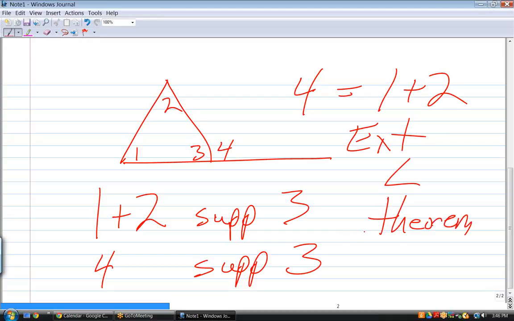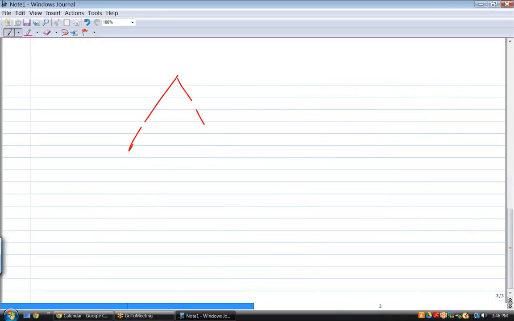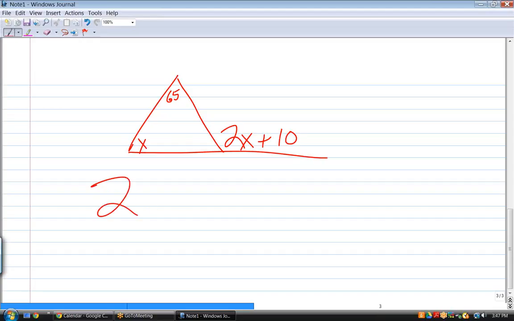You could always figure it out. It's not one that you have to memorize in order to do geometry, because you're always going to be able to work out the numbers, but it's one that will speed you up sometimes. In other words, if I gave you the following problem, oops, 2x plus 10, excuse me. What is x equal to? Using the exterior angle theorem, tell me what 2x plus 10 is equal to.